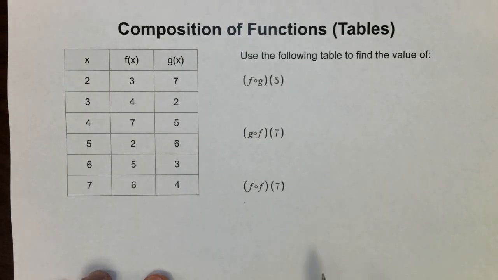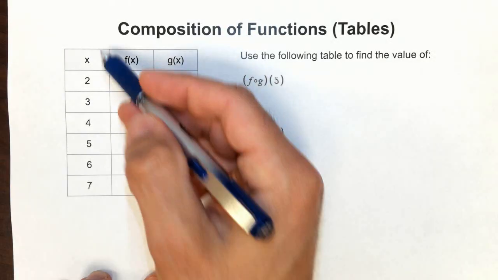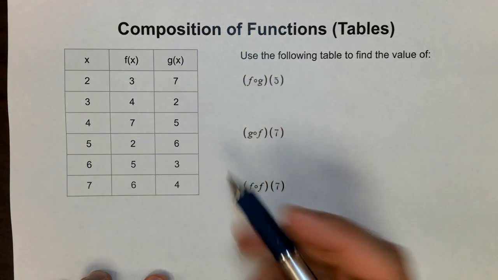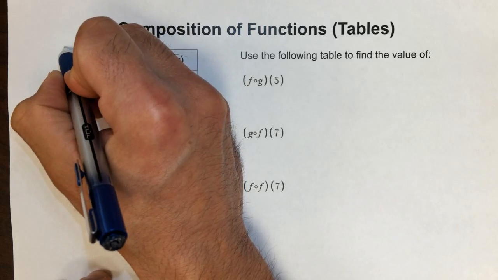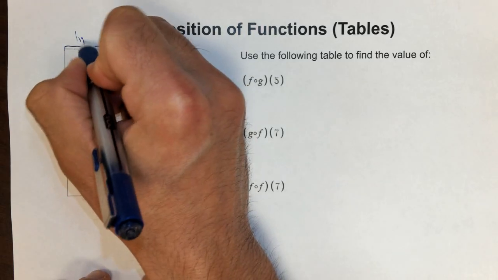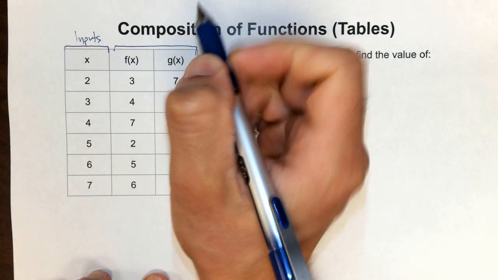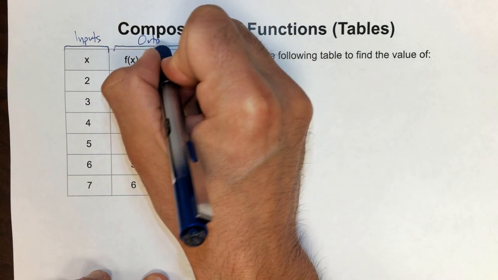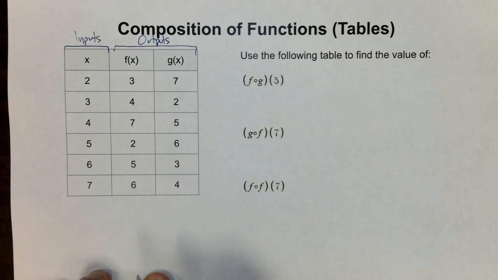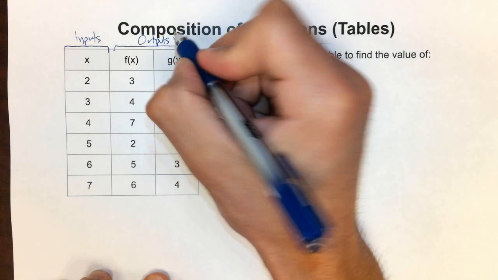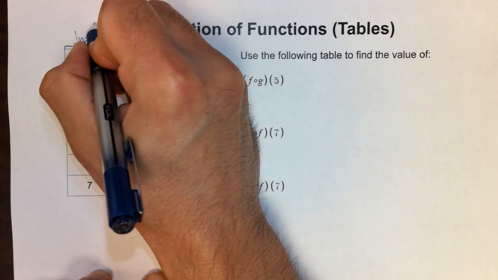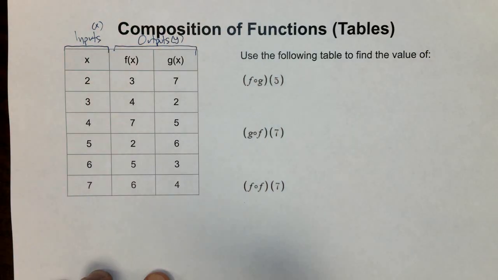Before we begin using these notations, we want to look at these 3 columns. We have 3 different columns. X, like in the graph, always represents the inputs. And f of x and g of x will always represent my outputs. There are other ways of just saying the letter y. Well, this represents the letter x. Inputs, outputs.